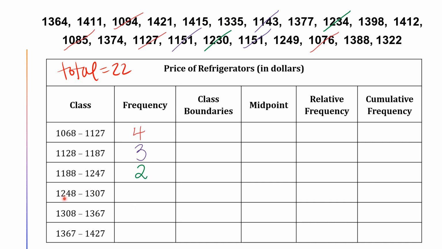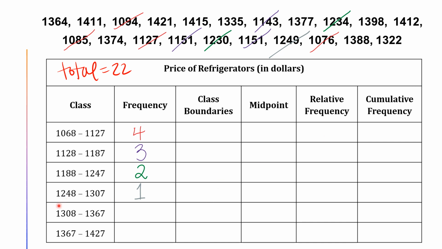All right, next we're looking in between 1248 and 1307. So think less than 1307. Nope, nope, nope, nope. 1307, nope, still too big. 1307, too big. 1307, 1307, both of those are too big. 1374, too large. 1249 works. All right, 1388, 1322, both too big. All right, so just one fell into that category.